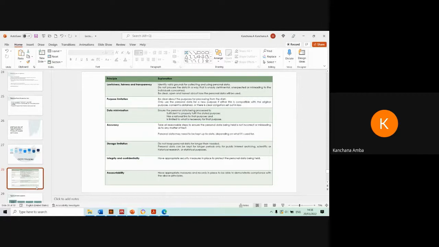Only use personal data for a new purpose if either it is compatible with the original purpose and consent is obtained, or there is a clear obligation set out in law, right? Unless the law has specified or the customer has consented, don't just take it. In the future, you can't just take blanket okays like "I will do this, that, and everything." People have to give their consent.